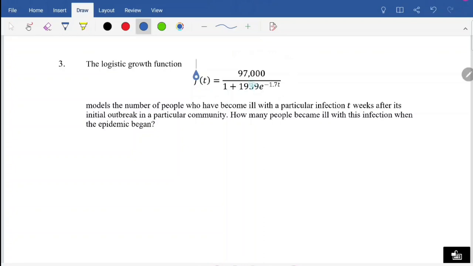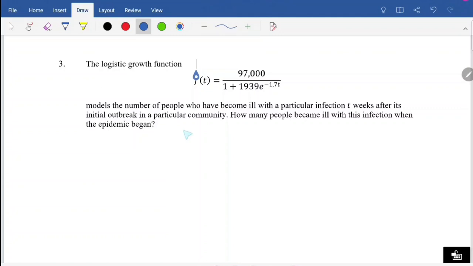Now, what does this function model? It models the number of people who have become ill with a particular infection t weeks after its initial outbreak in a particular community. What it does is tell us how many people can be expected to be infected t number of weeks after the particular disease was first identified.